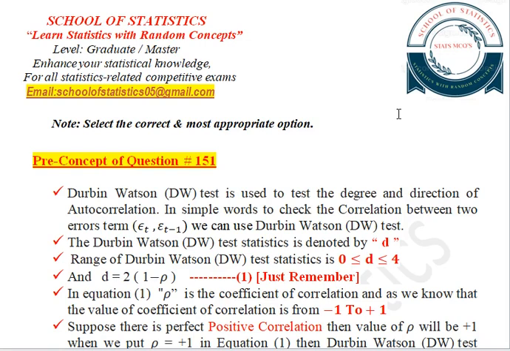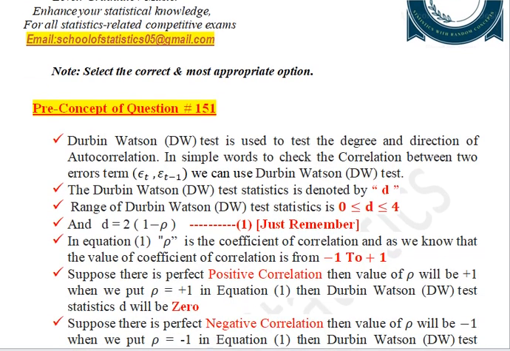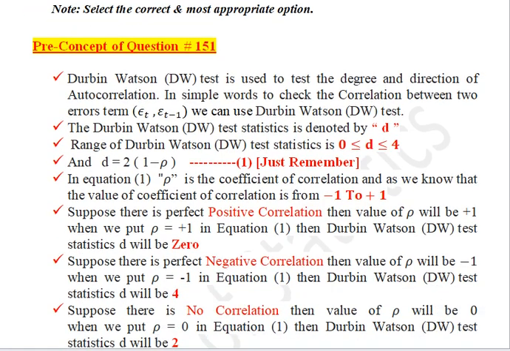Today we will discuss the pre-concept of questions from our question bank. The first question is 151. The pre-concept of question number 151. This question is related to the Durbin-Watson test and autocorrelation.